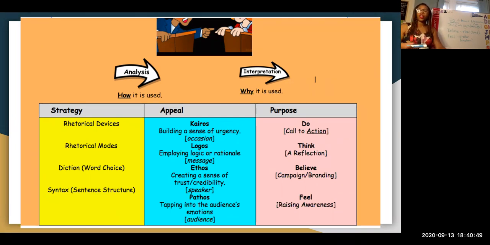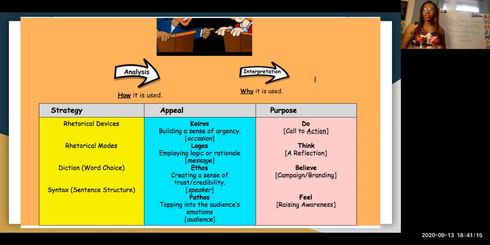Rhetorical modes, that's just the choice of how they structure their speech or its delivery. It's like, okay, I decided that I'm going to first define the problem, then do cause and effect or what have you. So did they employ the strategy of structure, right? Diction is just word choice. Did they choose their words wisely? And then syntax is sentence structure. Are their sentences varied? Are they short?